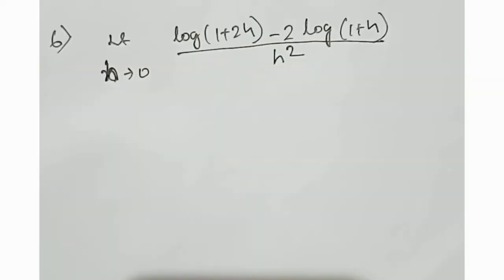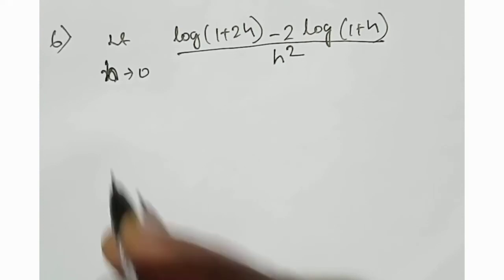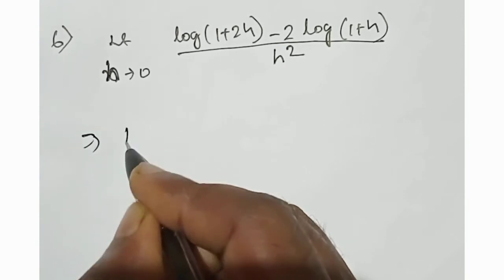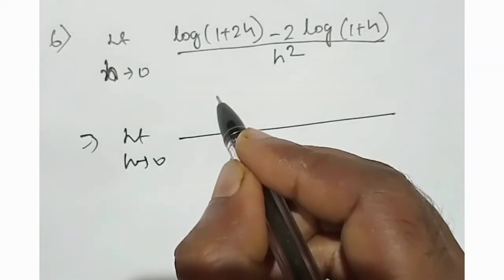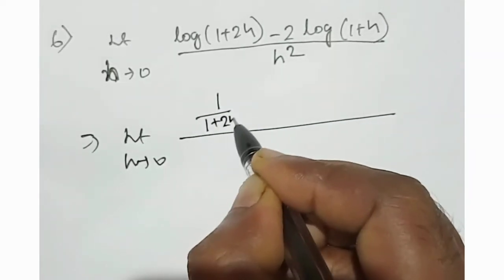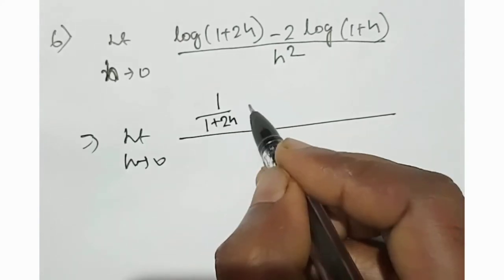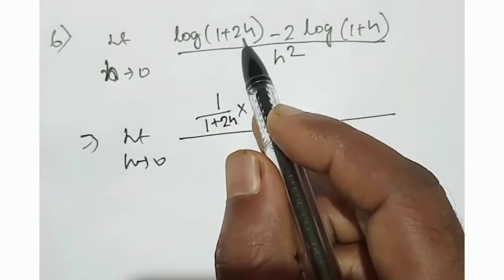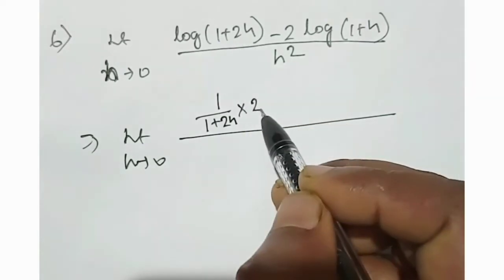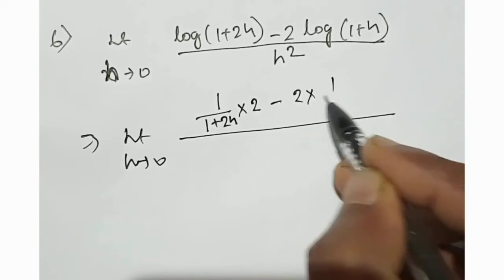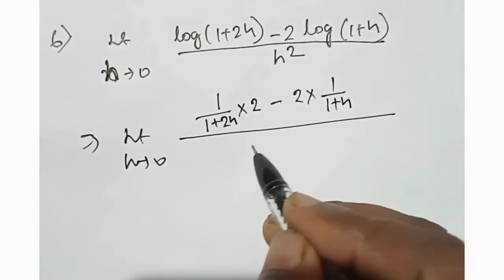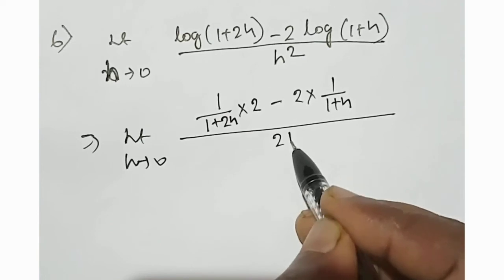So guys, our next limit is limit h tends to 0 of log(1 + 2h) minus 2 log(1 + h) by h square, right? So guys, we'll just do derivative here. Limit h tends to 0, 1 by 1 plus 2h into 2, because 1 plus 2h is not exactly x, so we'll do derivative of it. Next line we'll get 2 into 1 by 1 plus h, and this is just simply 2h.